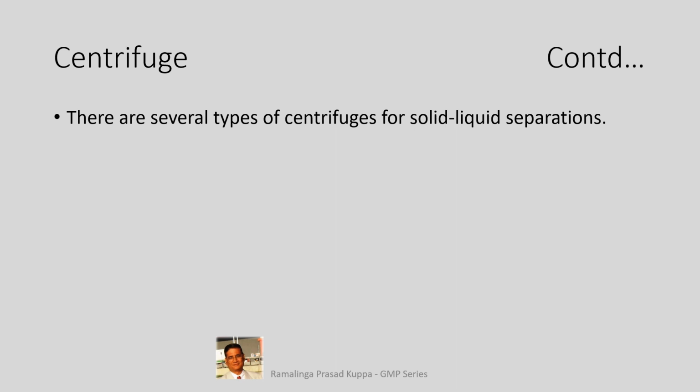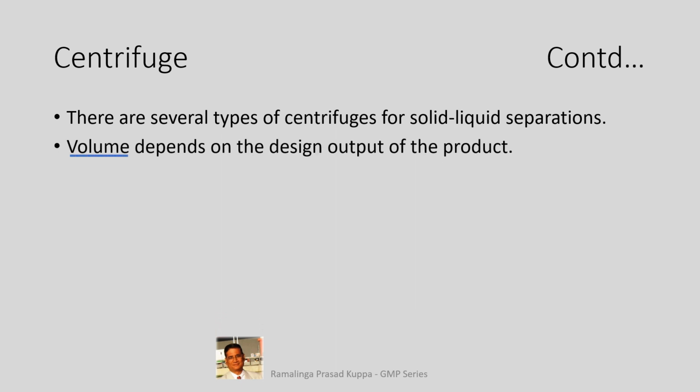If the material is crystalline in nature and easily filterable, a nutsche filter is very useful. By applying vacuum, the separation could be achieved well. For handling of huge volumes and faster operations and unloading the wet cake faster, agitated nutsche filters, that is ANFs, are very useful. Volume depends on the design output of the product. Selection of size of filtration system totally depends on the product volume turnout.